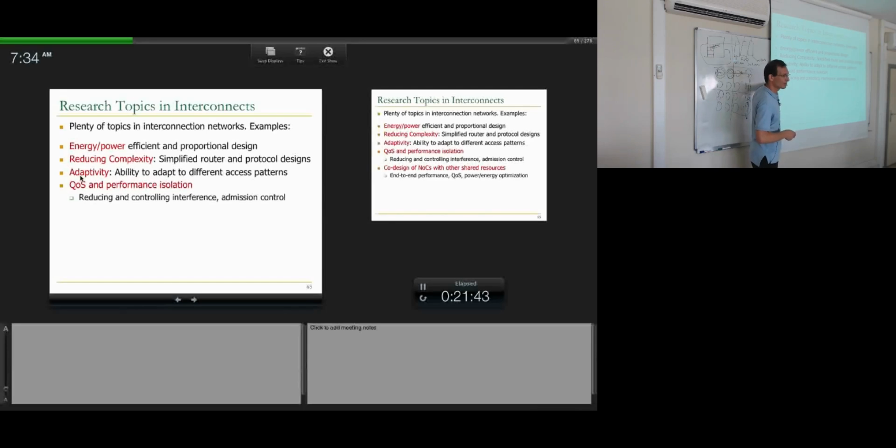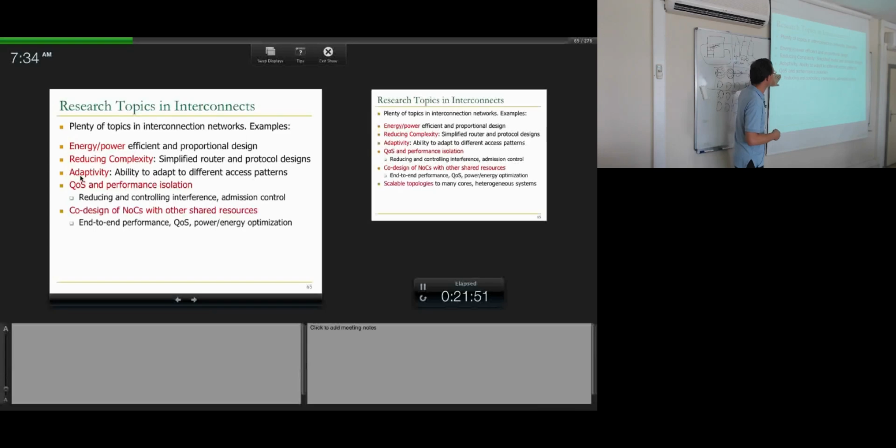And I don't think I'll be able to get to it, but there will be slides in here that you can look at, and one of the readings talks about how to do this very cheaply. Co-design of interconnects with other shared resources, again, on-chip enables this much better. So how do you co-design, for example, cores and memory controllers and the interconnect together?